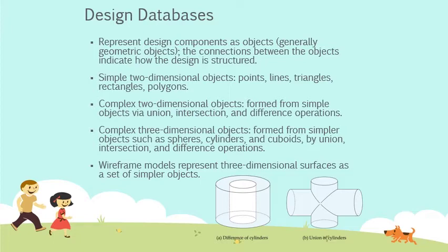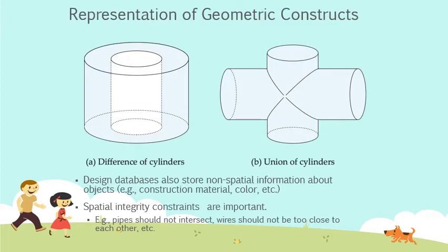Similarly, complex three-dimensional objects can be formed from simple objects such as spheres, cylinders, and cuboids by union, intersection, and difference operations, as is shown in the figure. Three-dimensional surfaces may also be represented by wireframe models, which essentially model the surface as a set of simpler objects such as line segments, triangles, and rectangles. Design databases also store non-spatial information about objects, such as the material from which the objects are constructed. We can usually model such information by standard data modeling techniques.